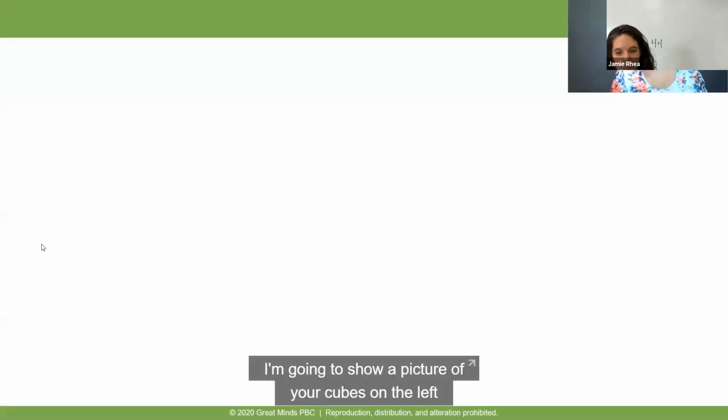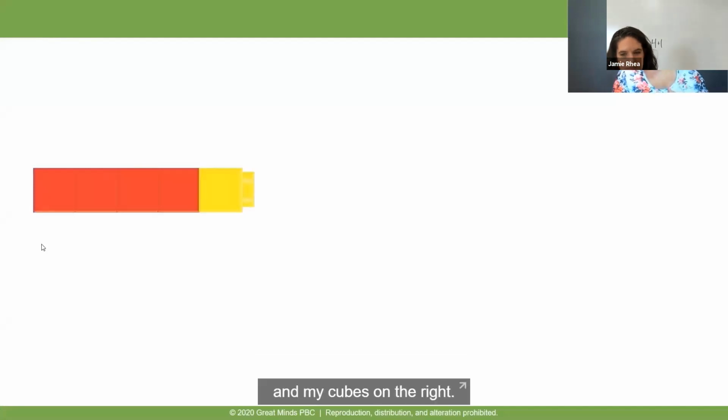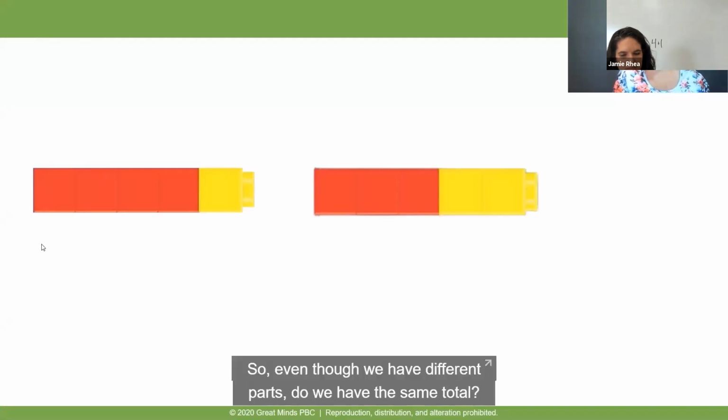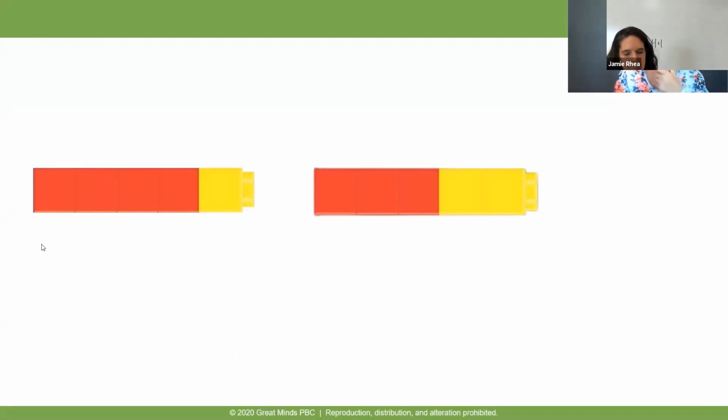I'm going to show a picture of your cubes on the left and my cubes on the right. You have 4 red and 1 yellow cube. I have 3 red and 2 yellow cubes. So even though we have different parts, do we have the same total? Mm-hmm. Yes, we do.